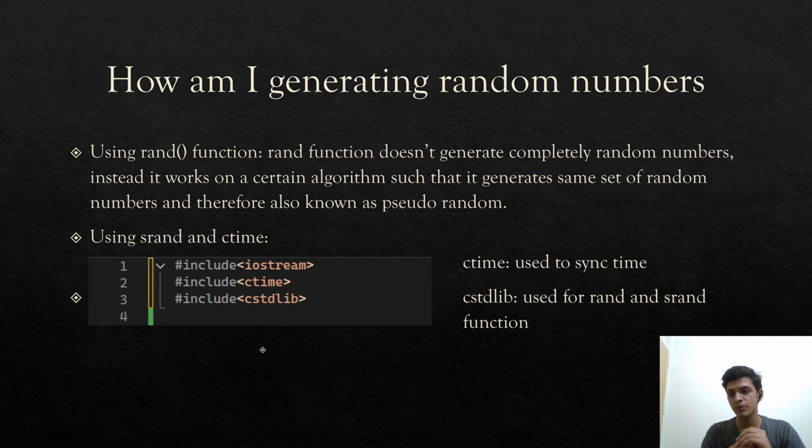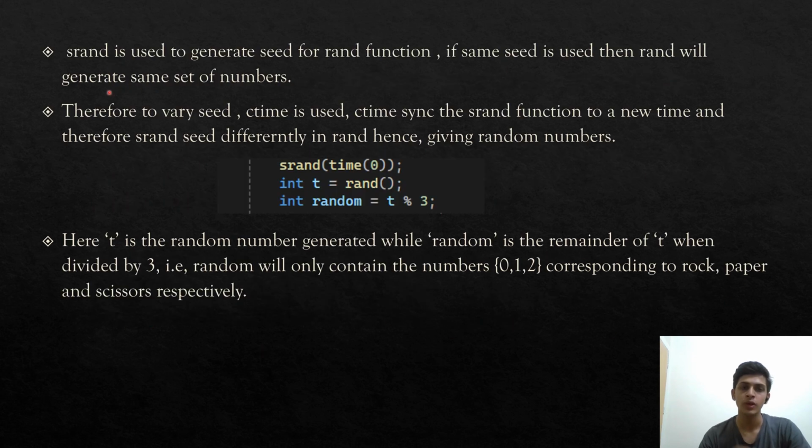So to cope with this, we are using srand and time. Ctime is the library which is used to sync live system time in the code. And cstdlib is the library which is used for the rand and srand functions. Okay, srand is used to generate the seed for the random function.